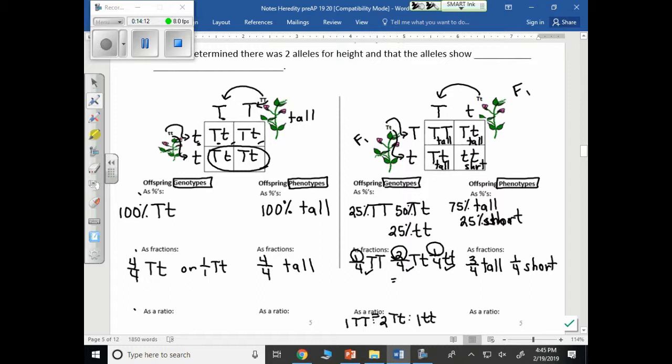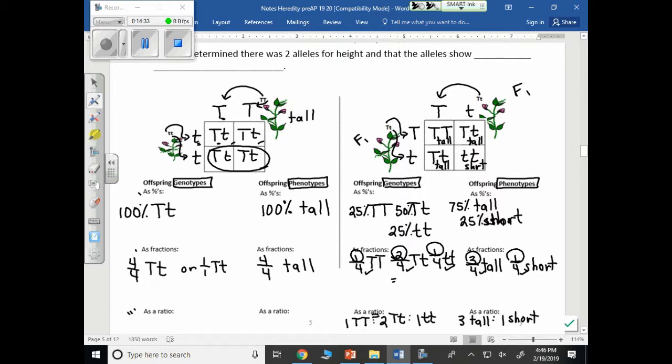Now, as a ratio, we check the denominators have to be the same, so then we can just take the top numbers. So we'd write 3 tall to 1 short. Now that I'm going to go back over here, now that we know that we have to use fractions and turn them into ratios, let's figure out what the ratio would be over here.